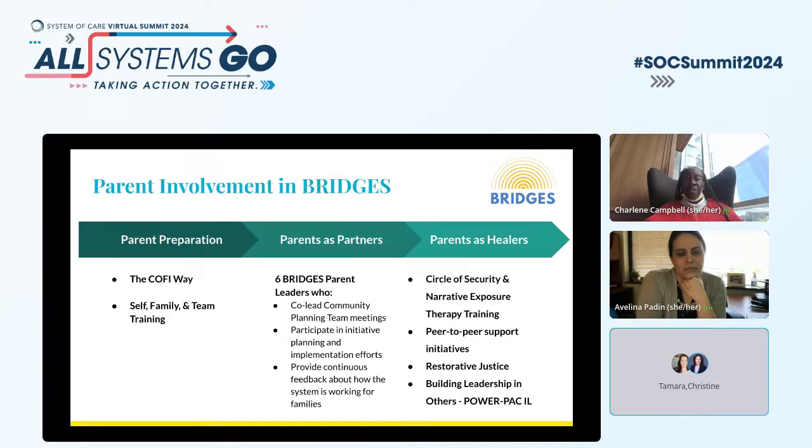Kofi has 3 phases. Self, family, and teams is the first part. They have embraced that age-old thing that you heard. You got to save yourself first before you save anybody else. That's self, family, and teams. You start with self. You start to make goals.